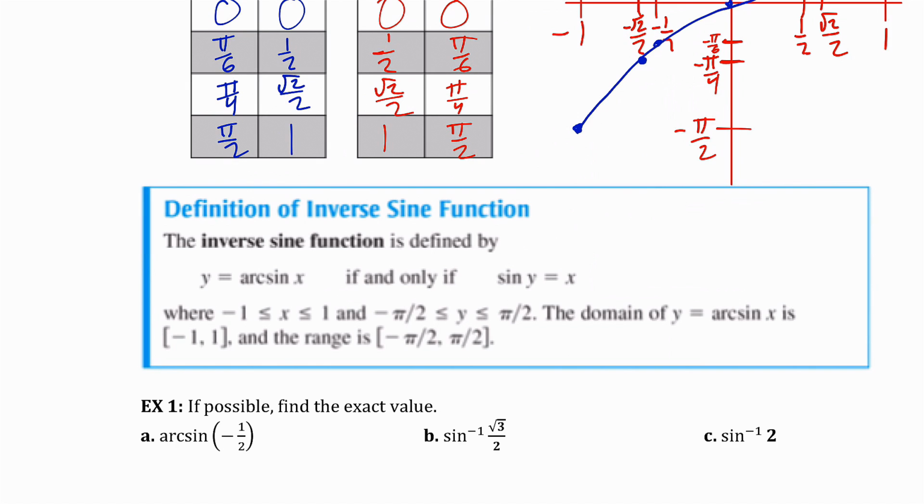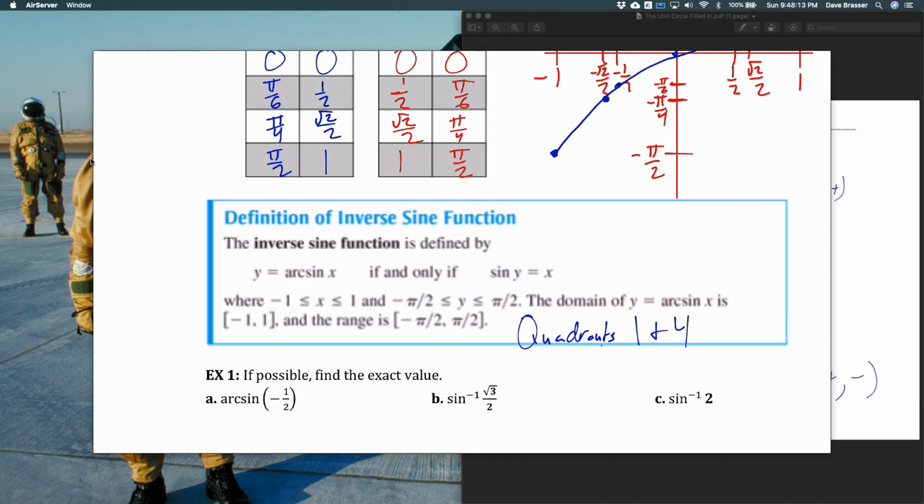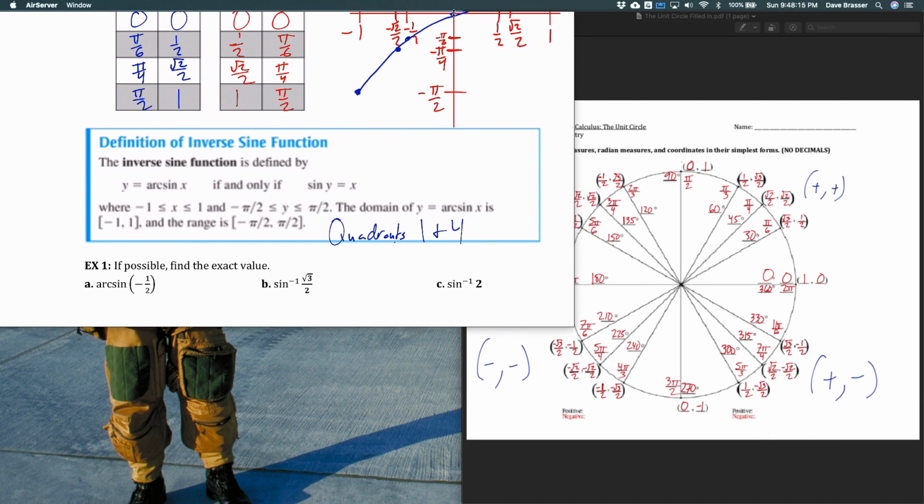The domain of y equals arc sine of x is between -1 and 1, as we just said, and the range is between negative pi over 2 and positive pi over 2. So again, we're really focusing on quadrants 1 and 2. Only quadrants 1 and 2. Sorry, not 1 and 2. Goodness gracious. 1 and 4. So only quadrants 1 and 4. Now I'm going to zoom back out because we're going to need the unit circle here. So let me shift this over here.